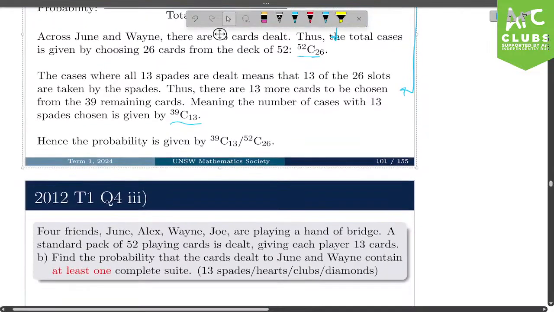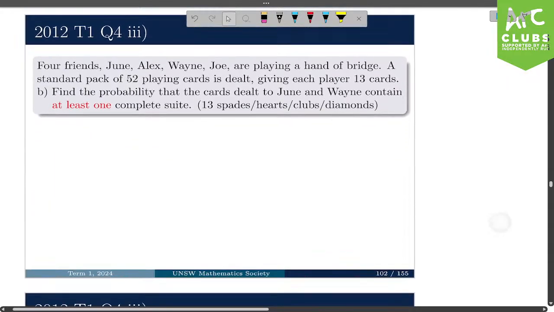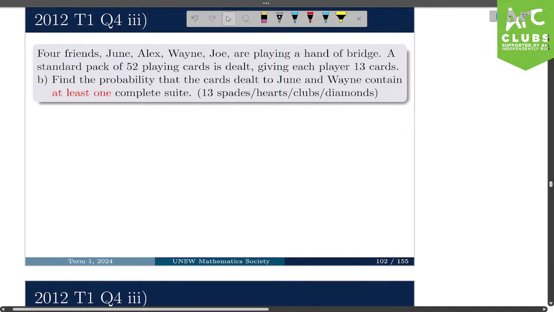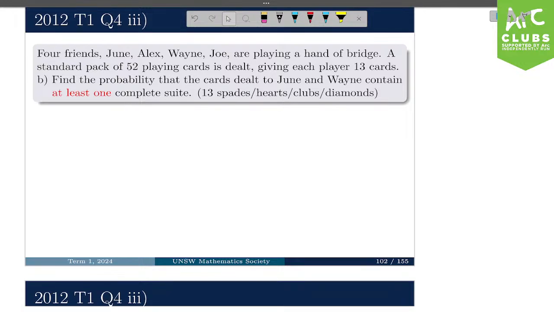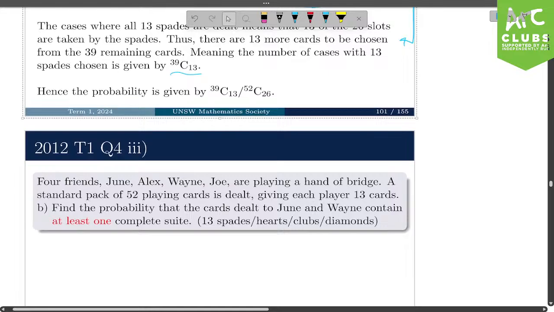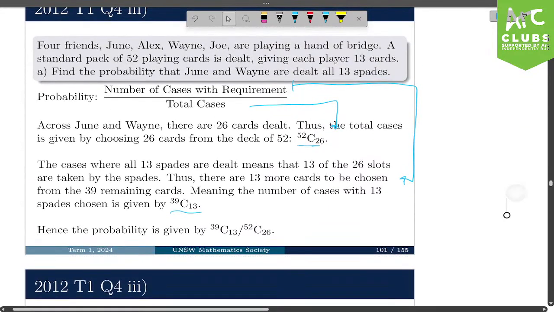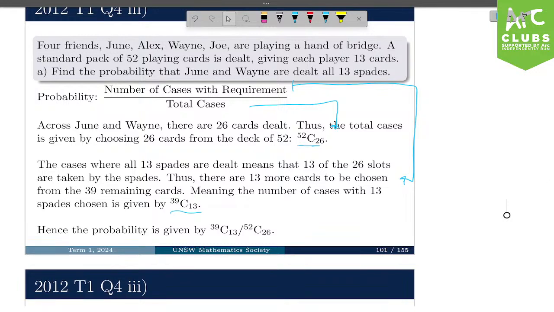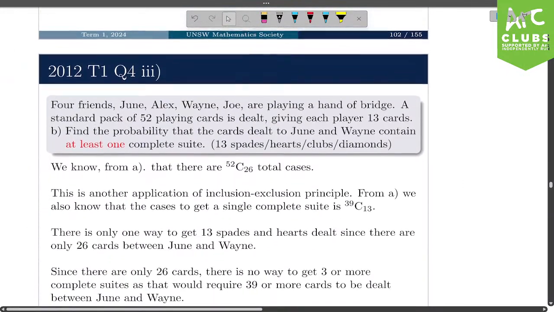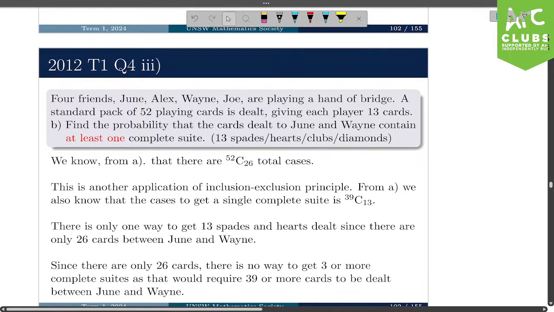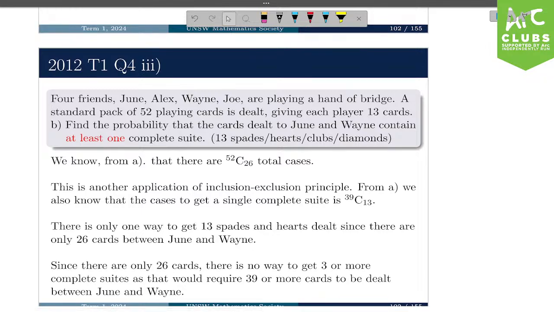Okay. So let's move on to part B. Here we'll look to find the probability that the cards of Delta, June, and Wayne contain at least one complete suit. So not just 13 spades, but it could be 13 hearts, 13 clubs, 13 diamonds, whatever. Something I'd like to note about our argument in part A is that it didn't really use that it had to be spades. This argument also works if it was hearts, diamonds, or clubs. So additionally from part A, we note that there's 52 C26 total cases.